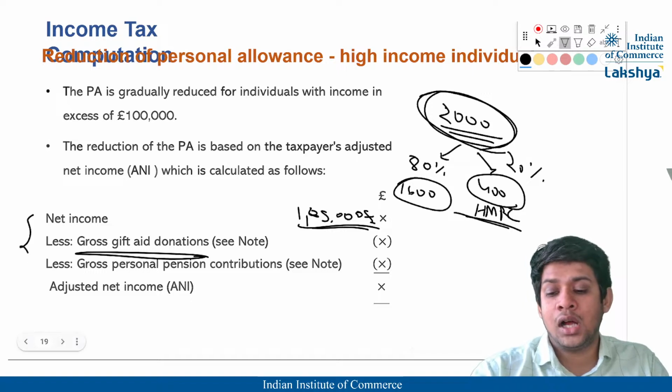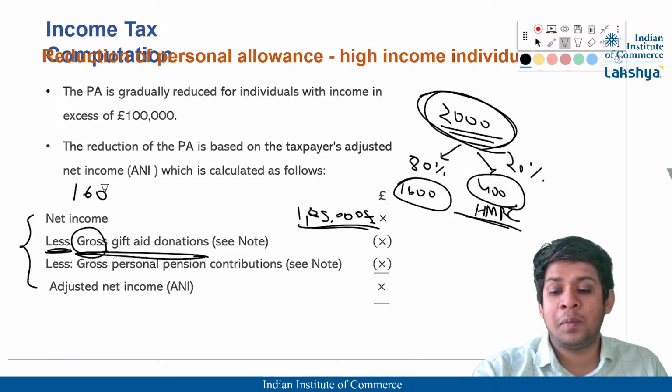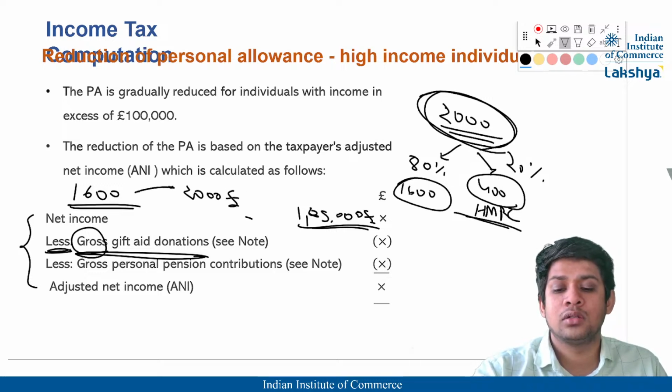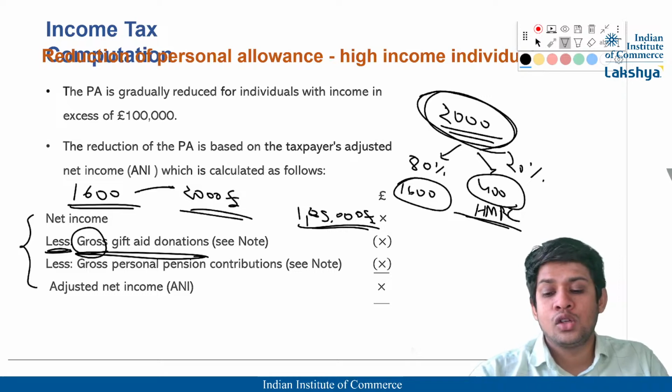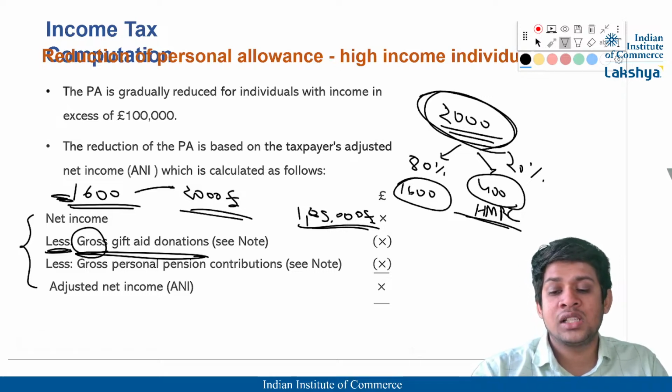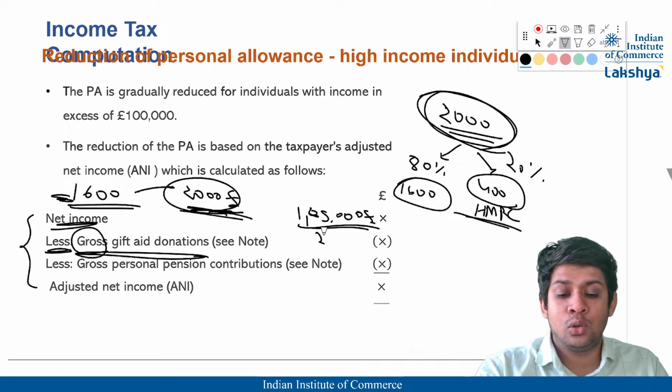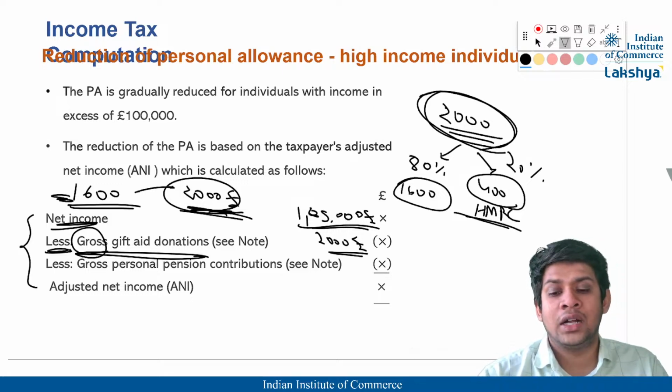But when I calculate the adjusted net income, I will get the deduction for the gross amount. That means the net amount that I've paid is 1,600, but I will get a deduction for 2,000 pounds. Always remember that. This is net and this is gross, and I will deduct 2,000 pounds from my net income, not 1,600, even though I paid just 1,600. This is just for calculating the adjusted net income, not the income tax liability.